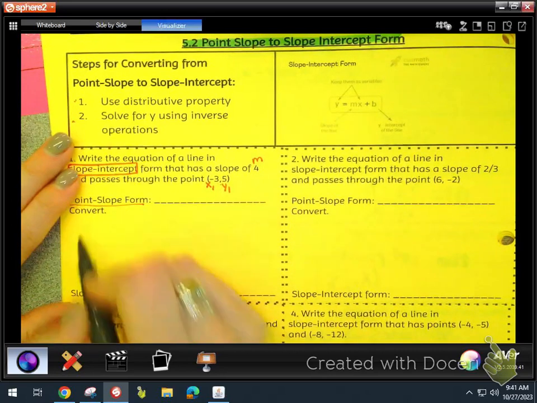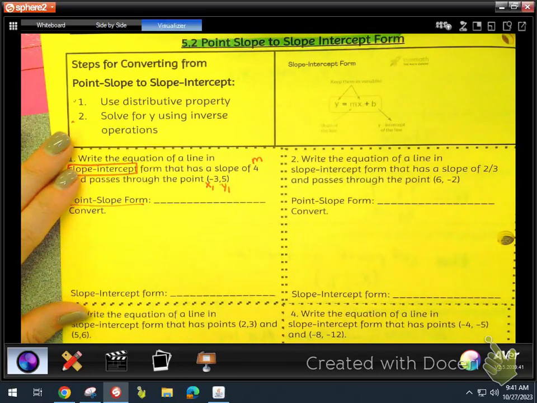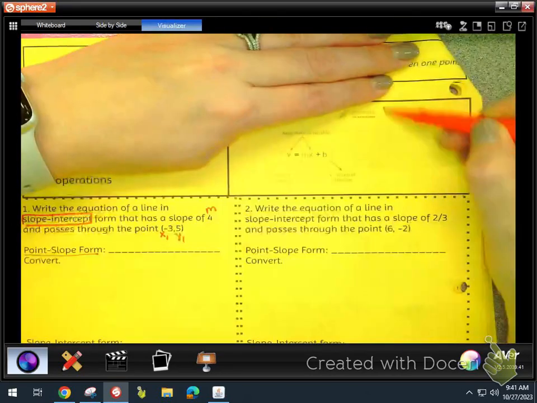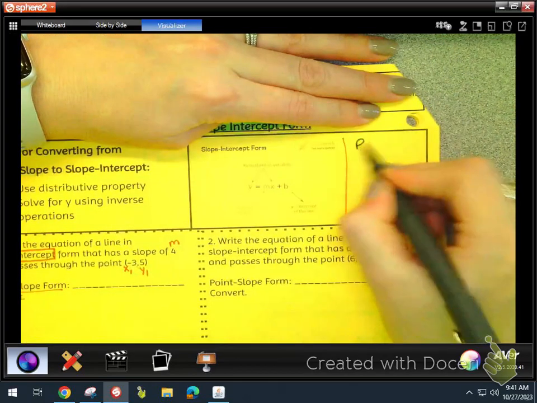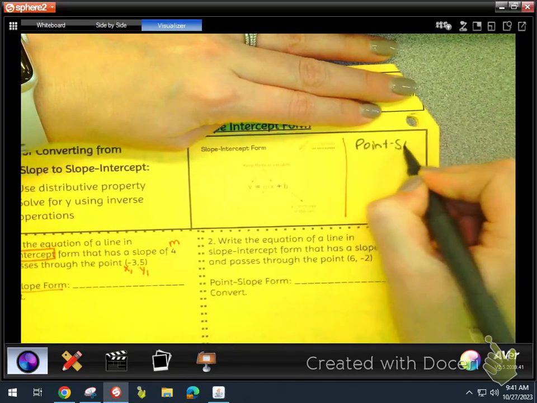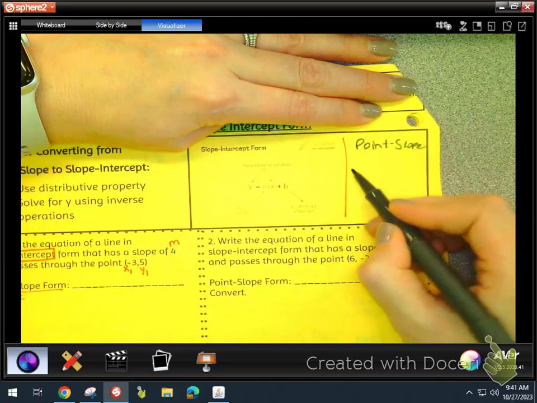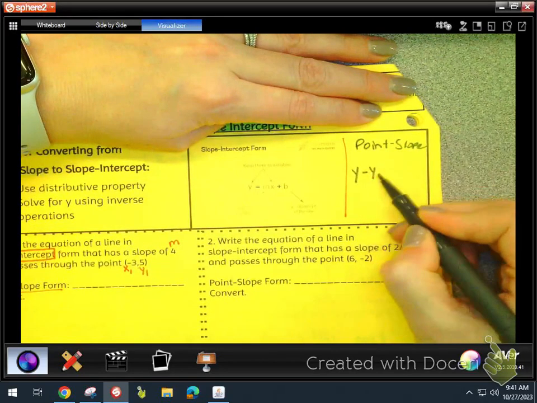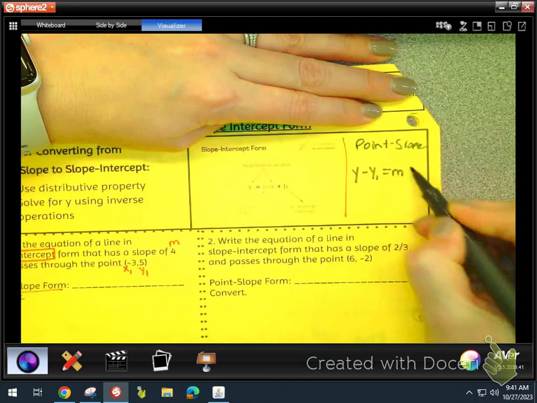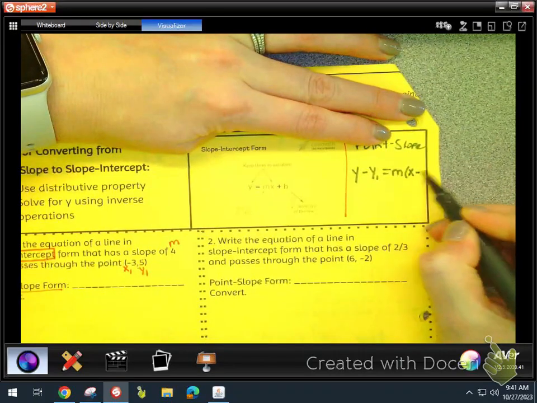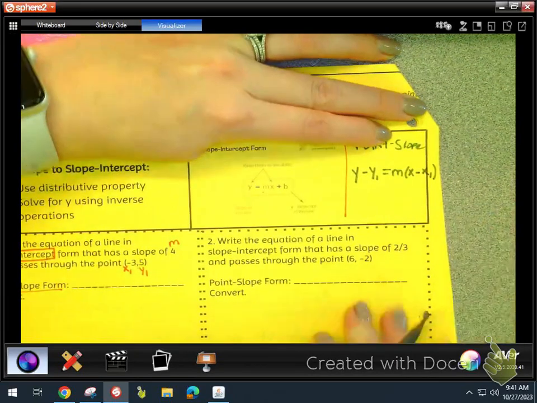All right, how do we write it? What is our point slope form? Is that up at the top anywhere? Isn't it y minus y1 or something? It is. Let's put that up here. I don't know why that's not up here. It's on the chart too. Point slope is y minus y1 equals m times (x minus x1).